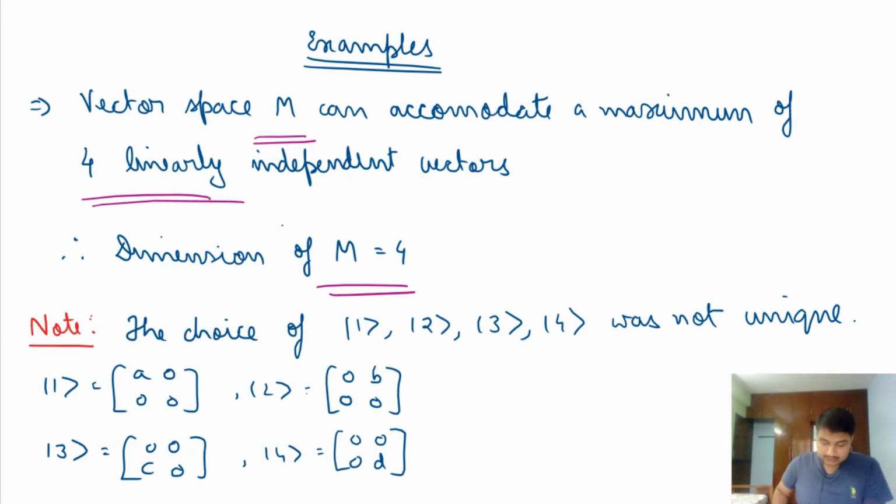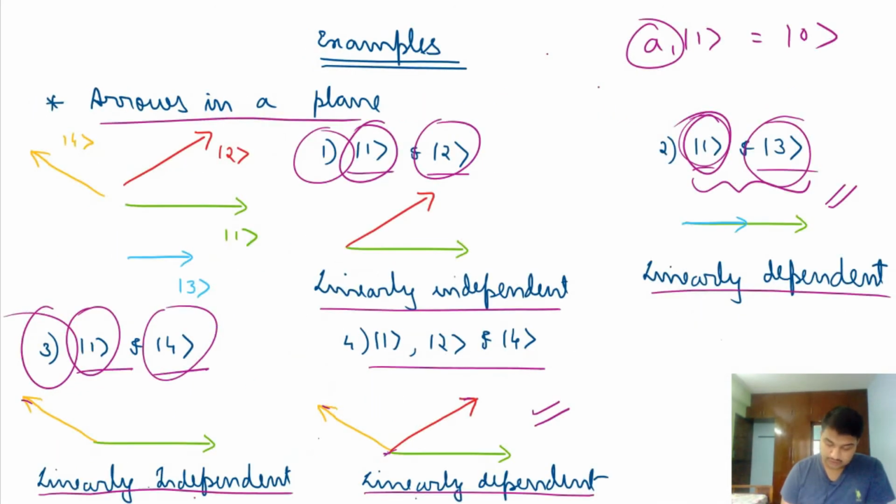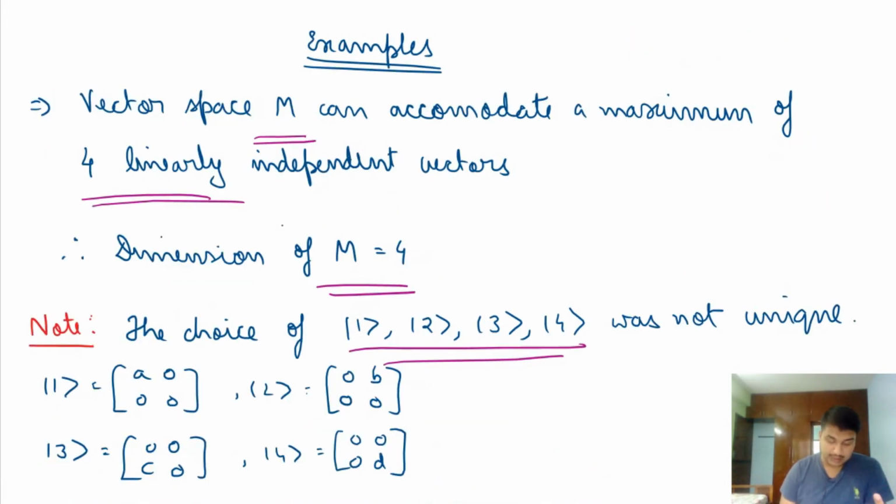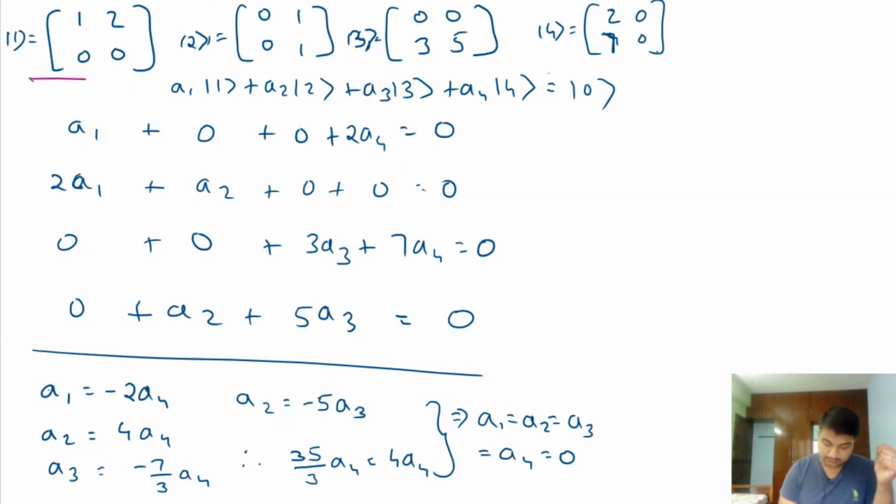Now again note that the choice of these 4 linearly independent vectors is not unique. Even in the case of arrows, here we could have chosen these 2 vectors as linearly independent, or these 2 vectors, or these 2 vectors. But the fact is that we can only choose at a time a maximum of 2 linearly independent vectors in the case of arrows, and in this case we can choose only 4 linearly independent vectors at a time. So this is one such example which is different from just 1 0 0 0, 0 1 0 0 and so on. So another such example would be these 4 vectors.